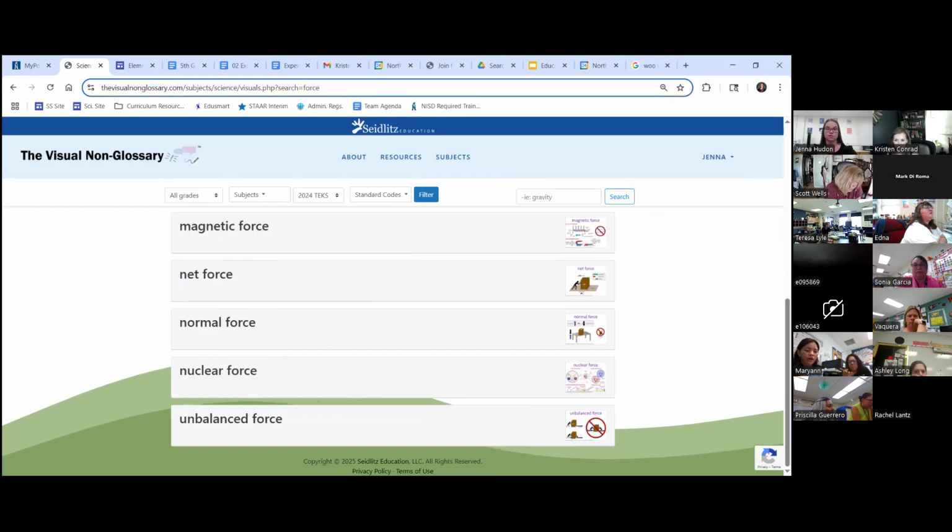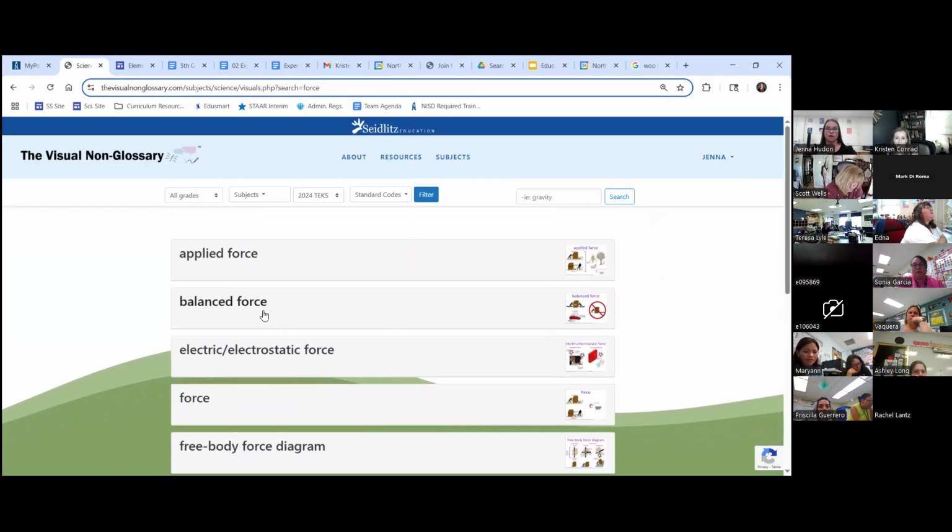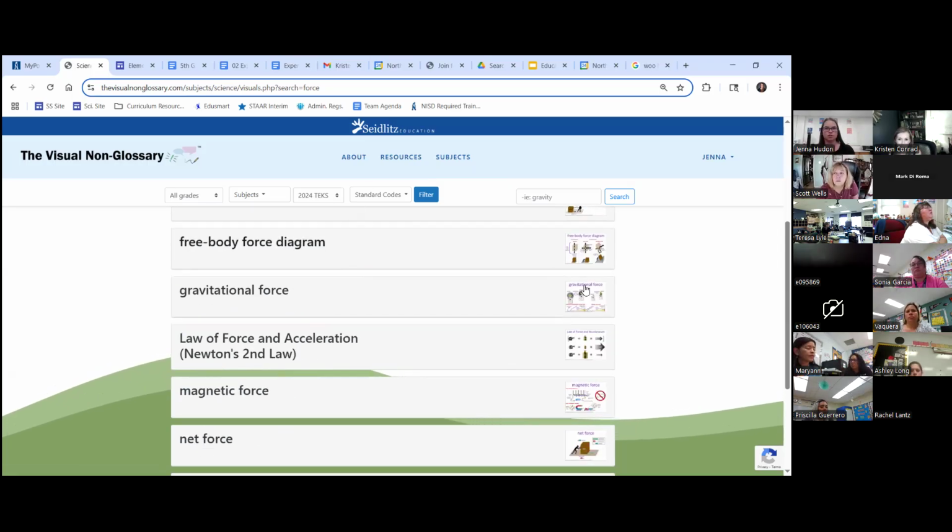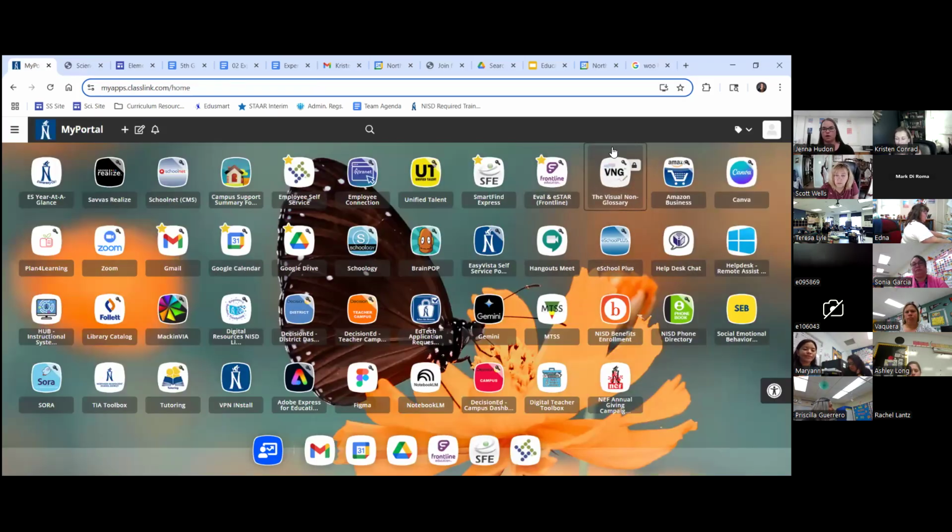You're probably noticing some that look familiar too, right? Like balanced force, applied force. Special note, Savvas calls them, what is it, uneven? No, what is it? Equal. Thank you. Yes, they call them equal and unequal forces. So if you so choose to use the VNG, the balanced and the unbalanced, just let your kiddos know that that's used interchangeably. Oh yes, good question. That is the visual non-glossary icon. Again, it looks like this right here in your portal.